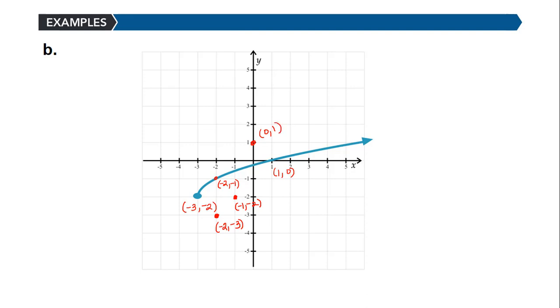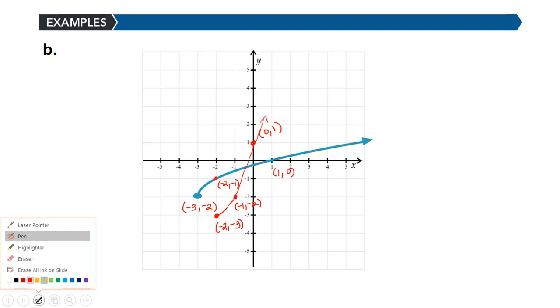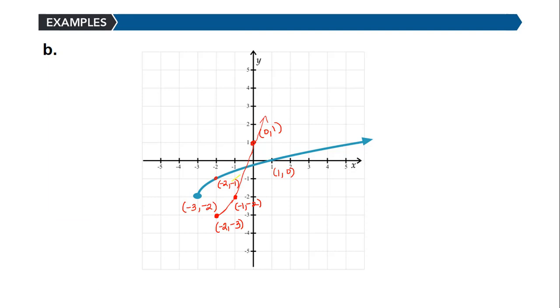And so now I can draw this half parabola that goes up from (negative 2, negative 3), through (negative 1, negative 2), and continues through (0, 1), and on up. And again, if I have the graph and I draw through this line y equals x, I see that my graph is symmetric about that line.